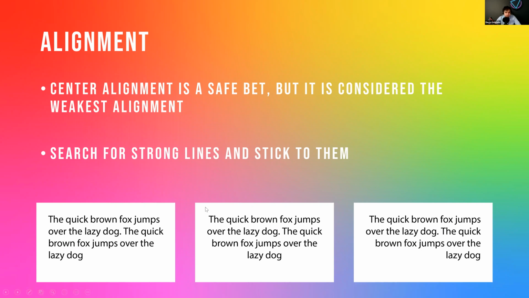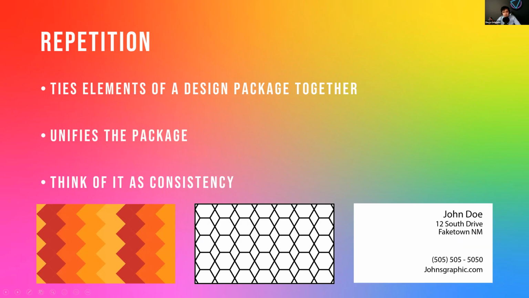All right, so moving on, we'll move on to repetition. Repetition might just be the most important design principle. Repetition ties elements of a design package together. It unifies the package. You can think of repetition as consistency. An example that I like to give is, let's say you're designing a social media advertisement, but at the same time, you have an analog print flyer. You want there to be cohesion between those two things so that you actually know they're referring to the same thing.